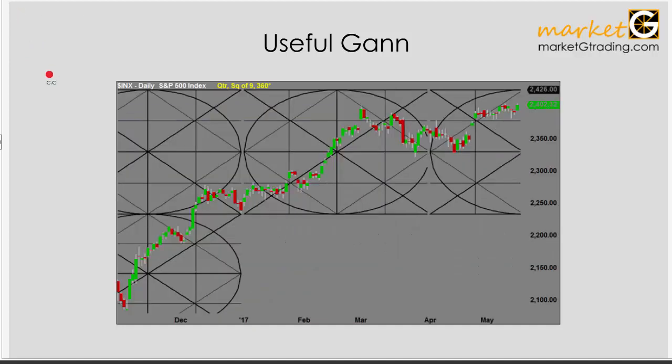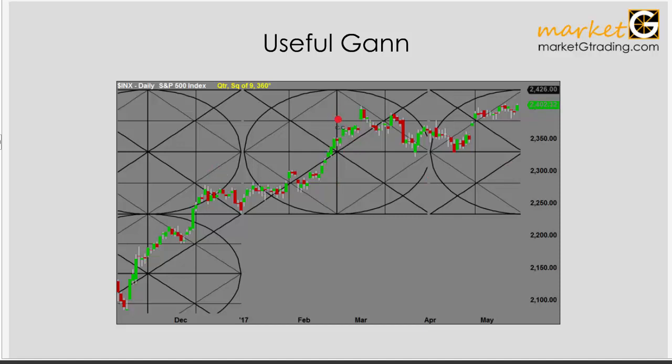Here's a longer term version of, again, cash S&P with square of 9. And again, this is before the Trump-gasm in the middle of the quarter. So this is a quarter chart, square of 9, 360 degrees. So basically, each one of these squares is a whole circle around the square of 9 chart. And unfortunately, I said in my slides a day or so before that it would have been nice to have seen the next day on here.